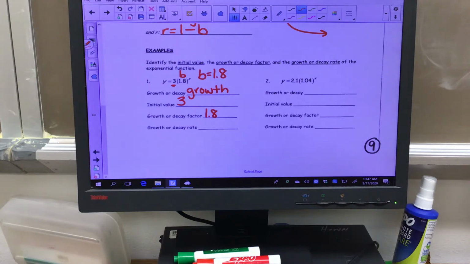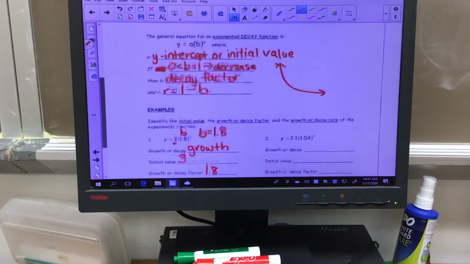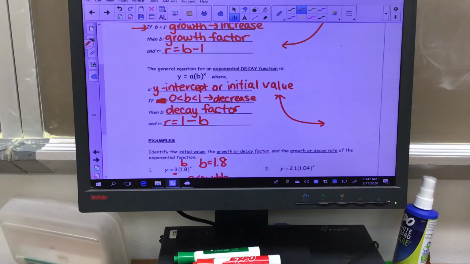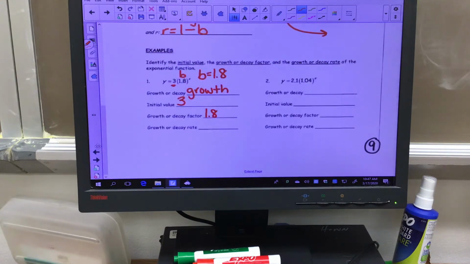So if I want to find that rate, that r, I'm going to do b minus 1. So 1.8 minus 1 is 0.8. So my rate is 0.8. I could also turn this into a percent, which the Regents will either do a decimal or a percent. To turn a decimal into a percent, move 2 places to the right. So it'd be 80%.